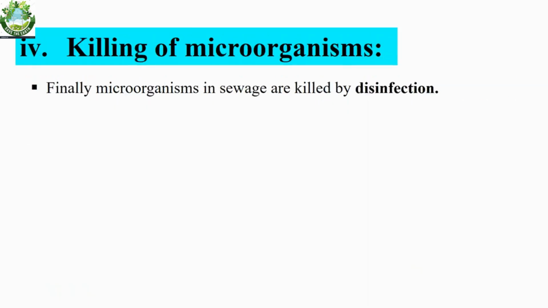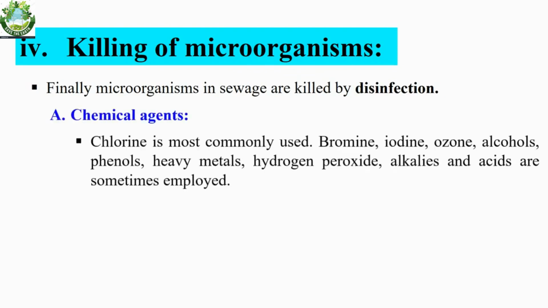Now the next step is the killing of microorganisms, because you have to kill the microorganisms which you used for the treatment. They can be killed either by chemical or physical agents. In case of chemical agents, chlorine or its compounds are most commonly used, but bromine, iodine, ozone, alcohol, heavy metals and hydrogen peroxide are also used to kill the microorganisms.